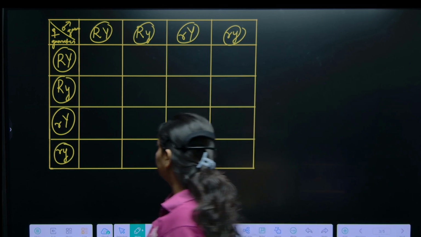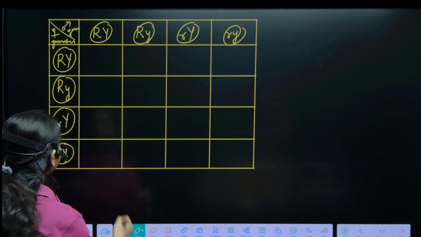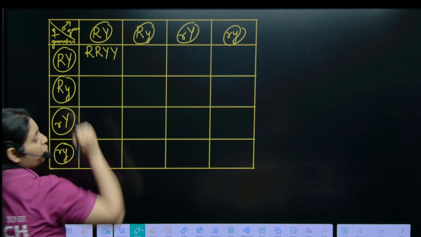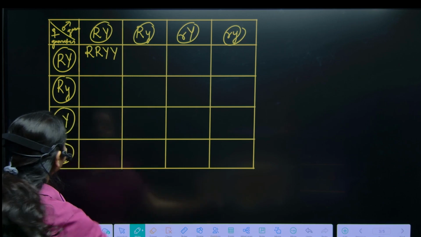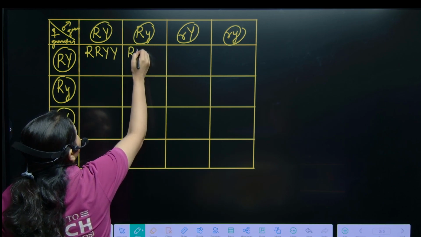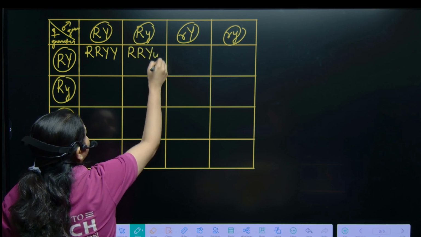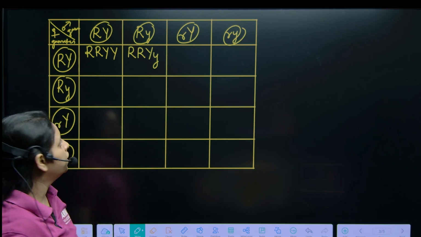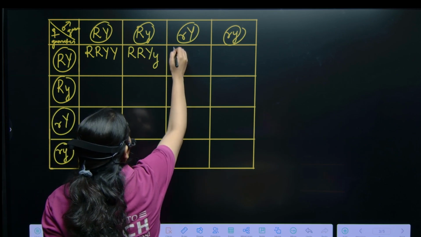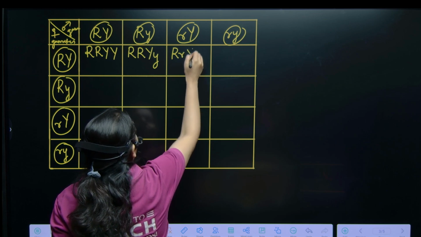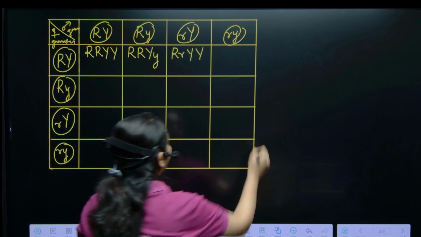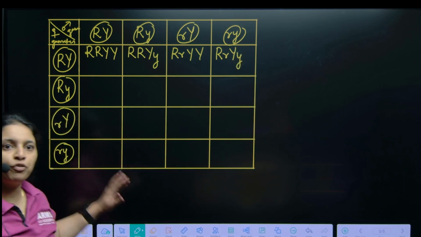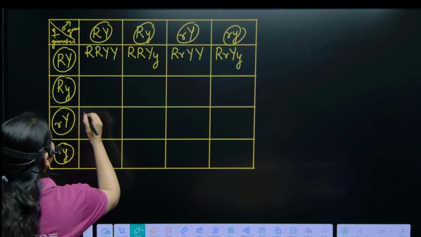So in this way, simply match the pairs and write all the possible offspring. One by one, let's write all the offspring. So capital R, capital R, capital Y, capital Y, right? This is the first offspring. Next, capital R, capital R, capital Y, small y. Just merge the genotypes together. Next, we have capital R, small r, capital Y, capital Y. Next we have capital R, small r, capital Y, small y. So in this way, you have to fill the entire box. Let's complete this box quickly.